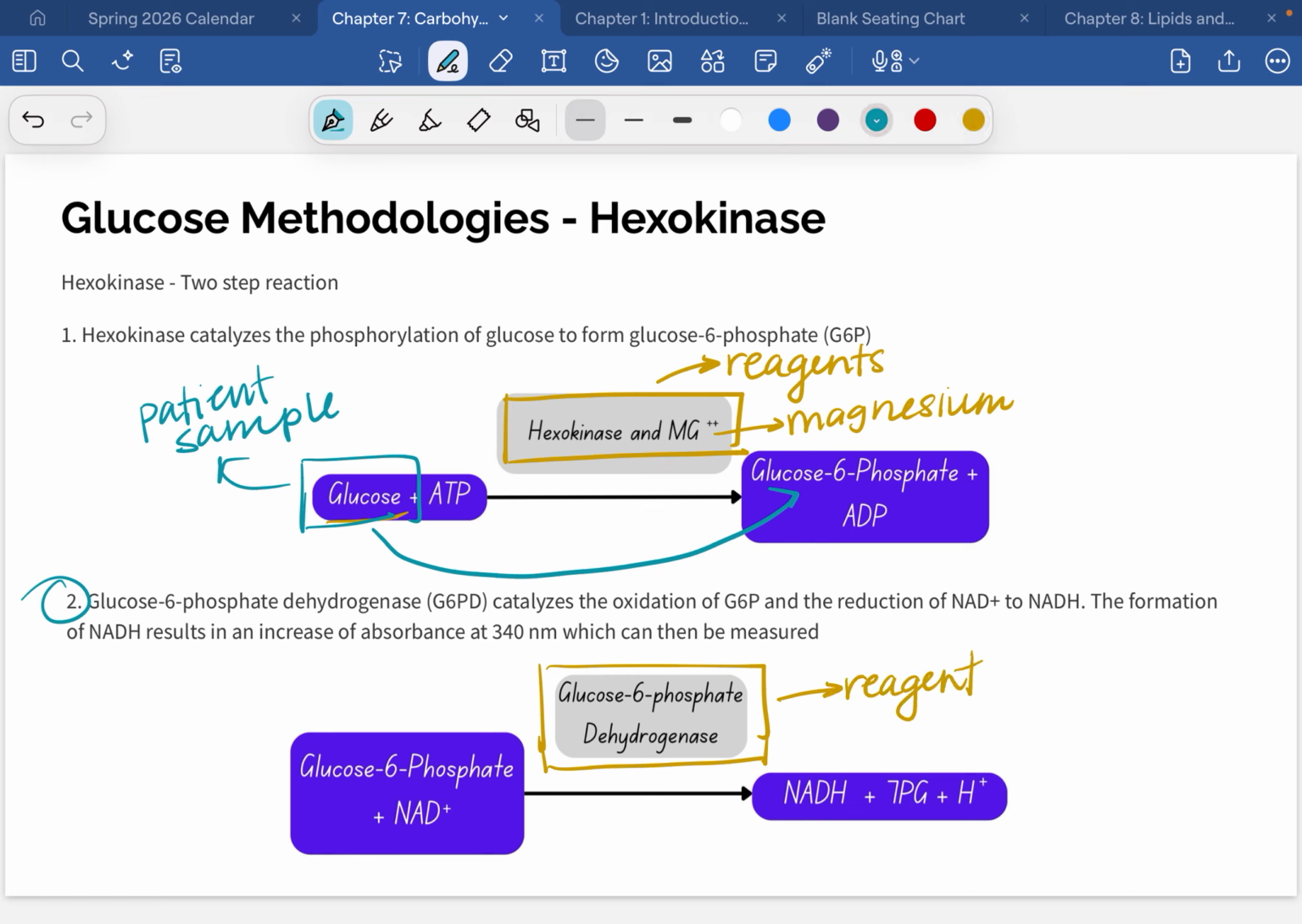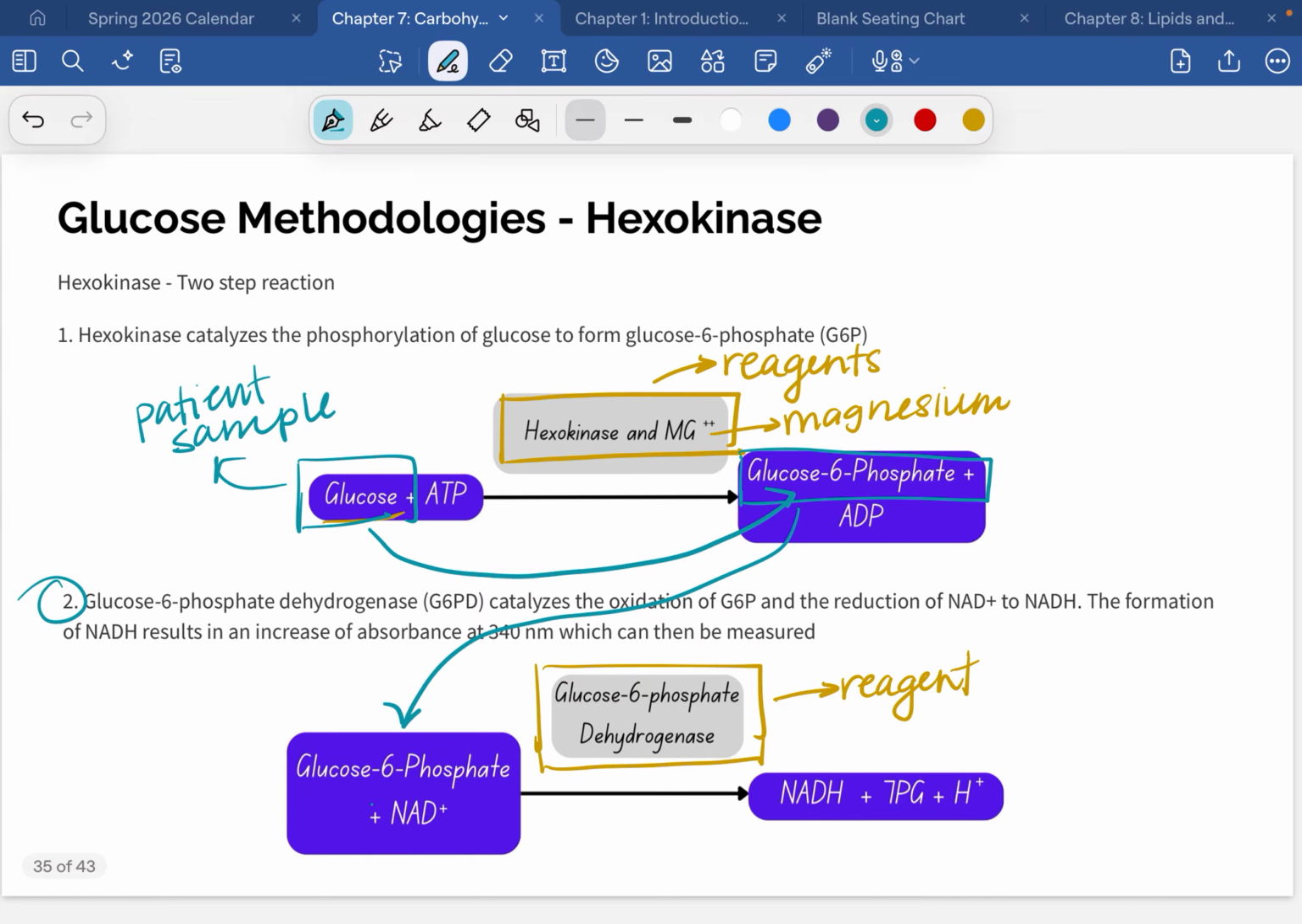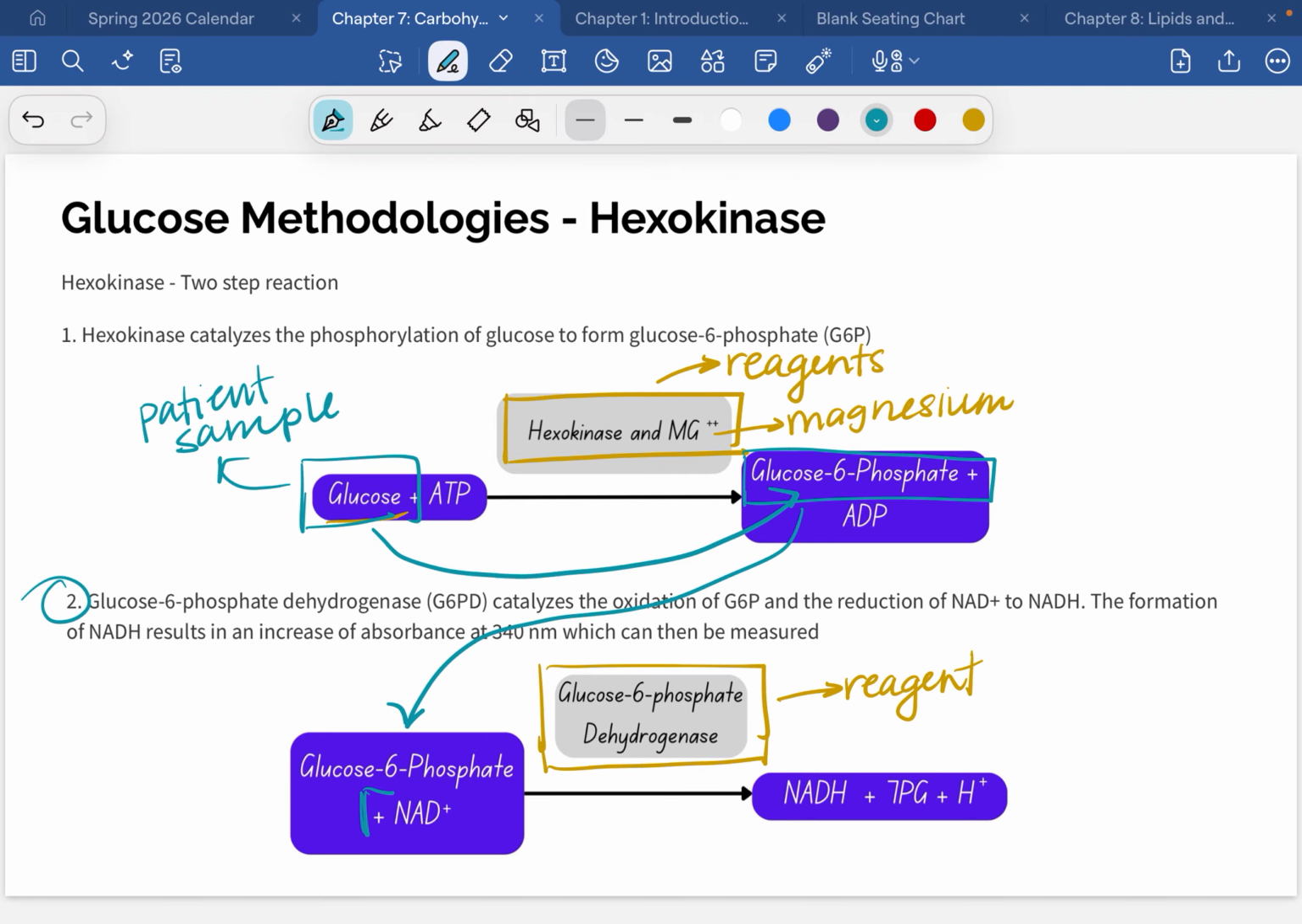And in blue, this glucose 6-phosphate comes down here, catalyzes the oxidation of G6P and the reduction. This is the big thing here: when you add this NAD, this NAD is also a reagent, this glucose 6-phosphate is going to give up a hydrogen, basically, and form NADH. Okay, so it donates a hydrogen, and NAD is converted into NADH.